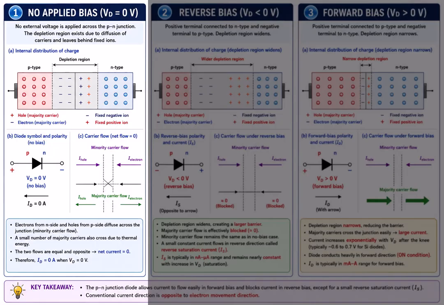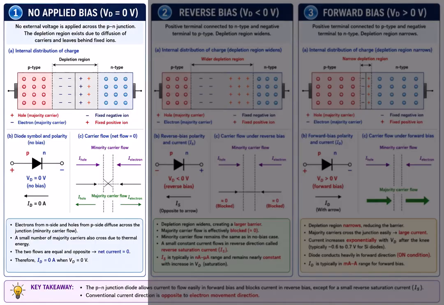We begin with the unbiased diode, where no external voltage is applied. So, the diode voltage, Vd, is 0 volts. We see that even without an external supply, a depletion region already exists at the junction. This happens because holes from the p-type region and electrons from the n-type region diffuse across the junction. When they recombine near the junction, they leave behind fixed ions.